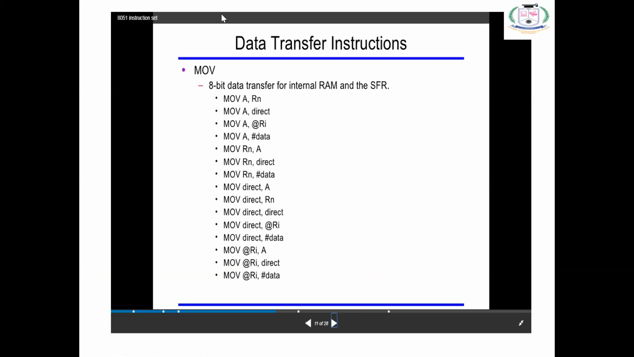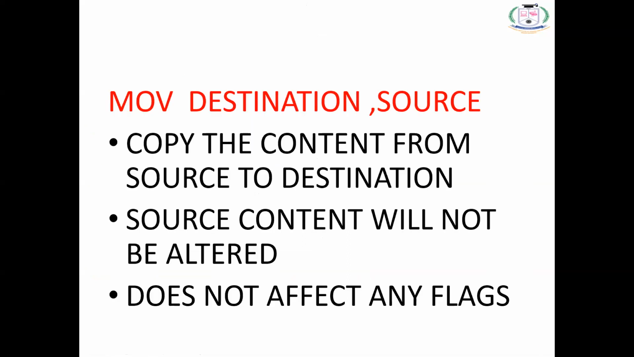These are the various data transfer instructions. So for data transfer, the primary instruction is MOV. The data will be transferred between the registers or memory or external memory, whatever may be. So what is the syntax for MOV? MOV destination register comma source register, or destination address comma source address, whatever may be, but my source will move to destination. So my source content will not be altered. It does not affect any flag. That is one of the primary points in MOV. While I'm doing the move operation or data transfer operation, it won't affect.